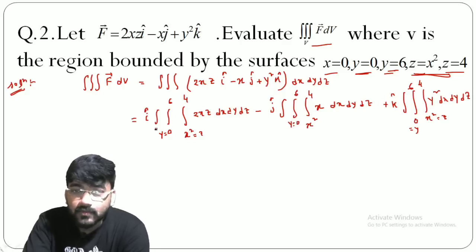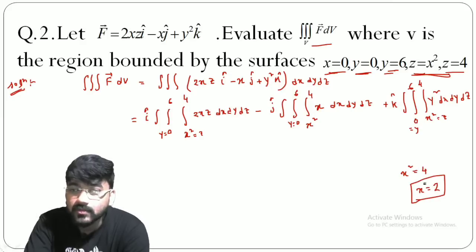Now what is the limit for x? x is varying from 0 to what? If you take z is 4, we have x square is equal to 4, so x is equal to 2, taking the positive side. So x is from 0 to 2.